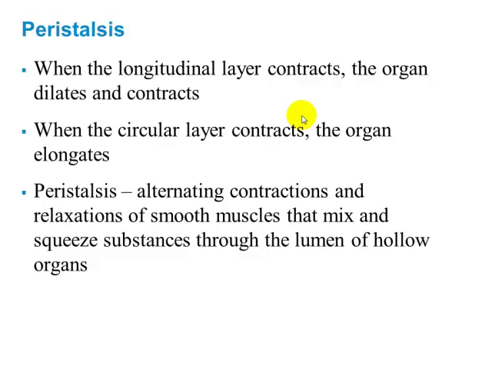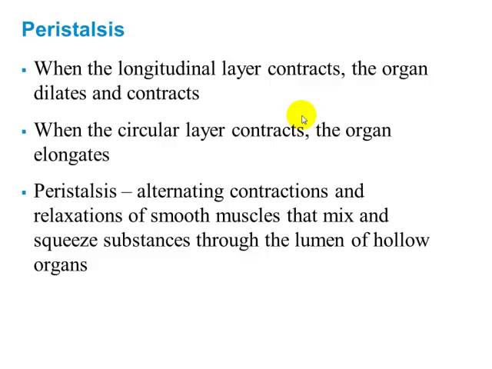Peristalsis is going to be an alternation of contractions and relaxations of the smooth muscle, right, that are going to squeeze substances through the lumen, right? So this can happen in the esophagus, this can happen in the small intestine, right? So I like to think about a tube of toothpaste, right? If you squeeze the tube of toothpaste and then pull your fingers up it, you're going to move that toothpaste out of the tube, okay? And that's basically what happens with peristalsis, okay? You're going to move a substance through the tube.